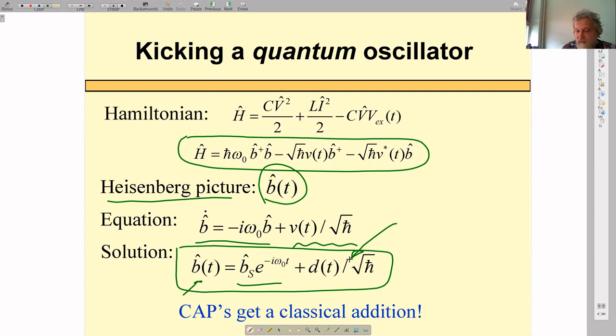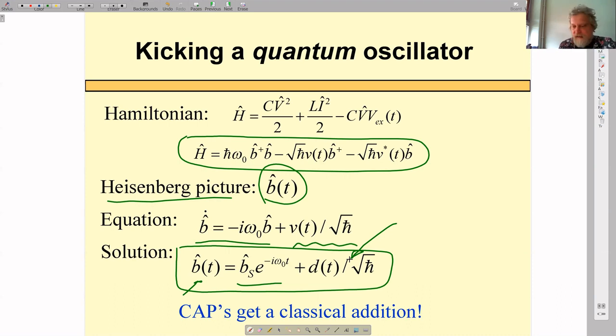Sure, how can we summarize this? Creation and annihilation operators for this time-dependent situation just acquire additions. And this addition is not an operator, it's just a number. It is a number which corresponds to the solution of the classical equation. Right, that's the Heisenberg picture. It is very convenient. And further on, when we talk about dissipation, we will apply this Heisenberg picture quite a lot. But we are after states.